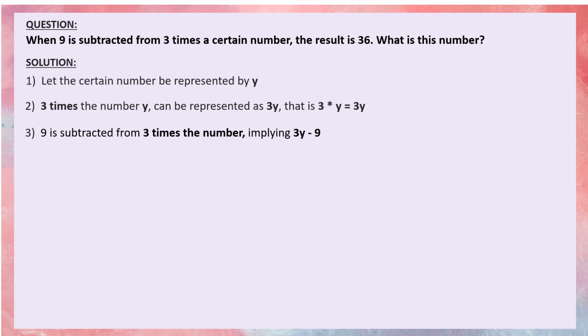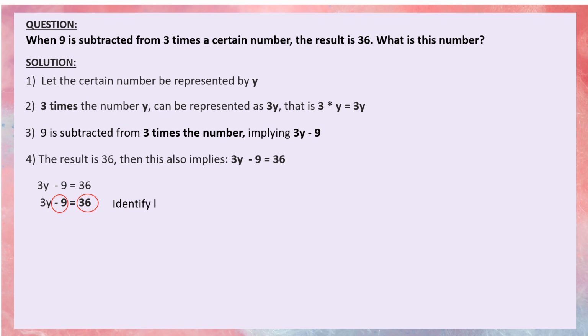And from the question above again, it says the result is 36. This implies that 3y minus 9 is 36. So what we will simply be solving is this equation, 3y minus 9 equals 36. The first thing we'll do is to identify the like terms.